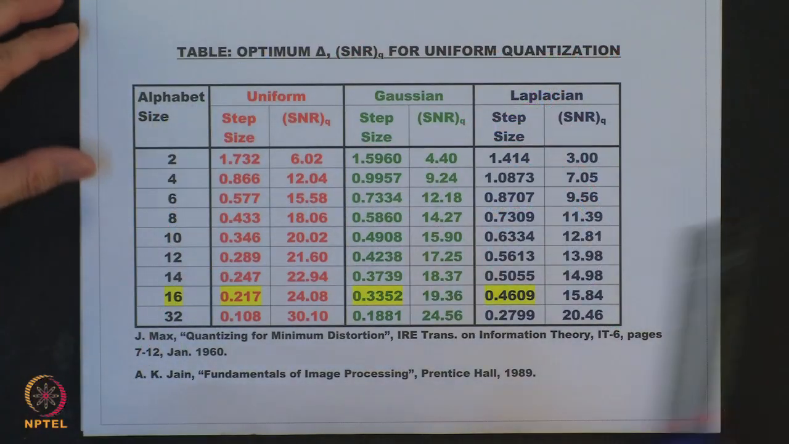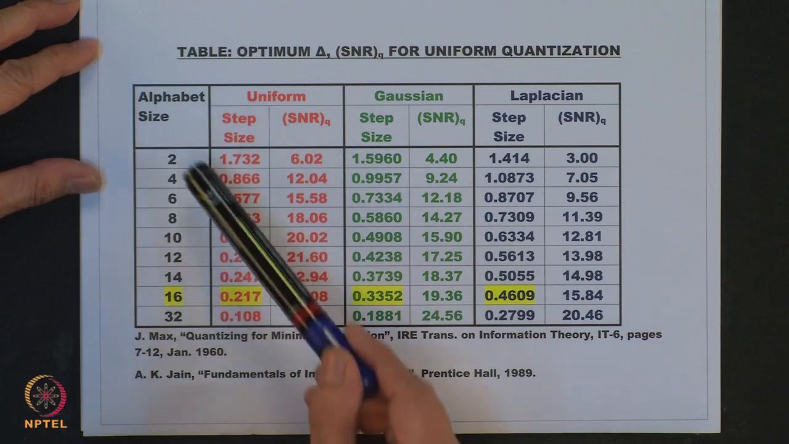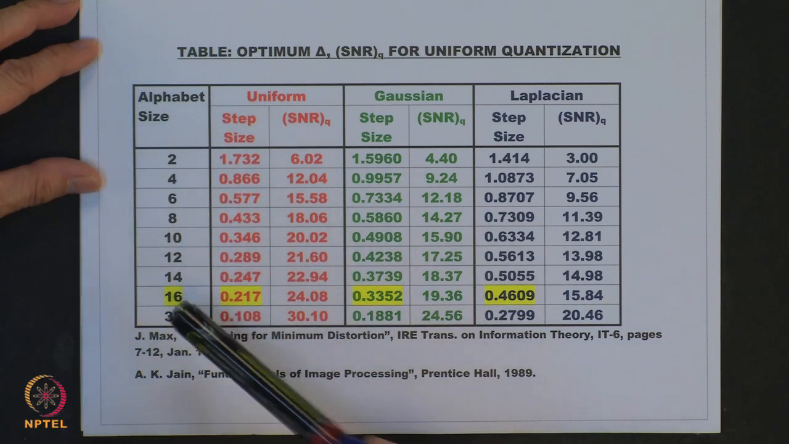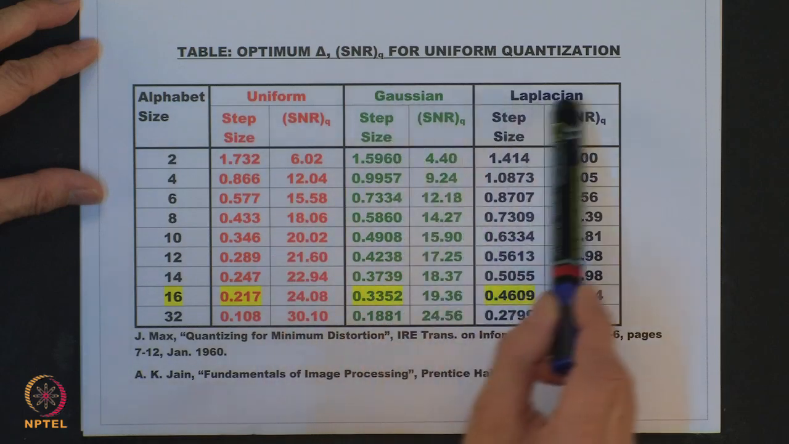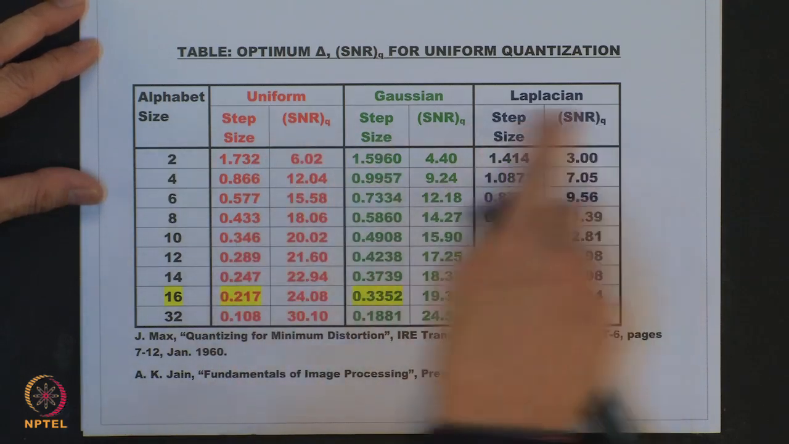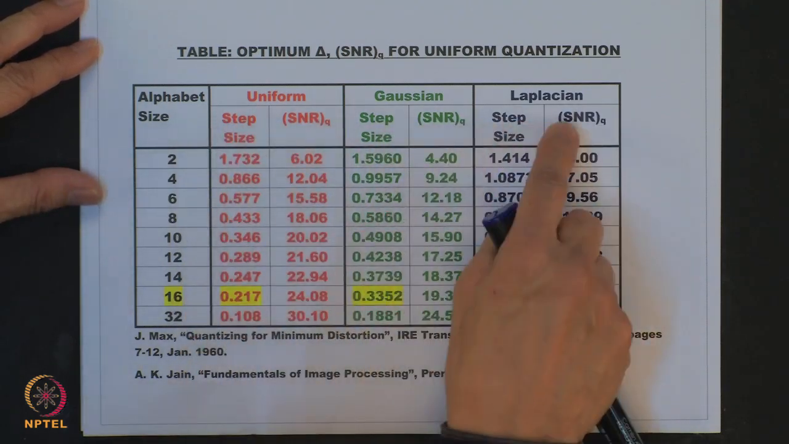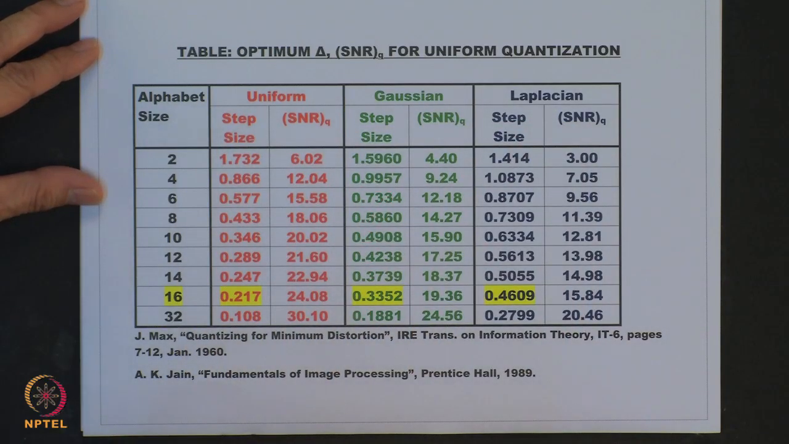Okay, fine. Now, some of the results are available in the literature for the known PDFs, so I will just show you here. If you take, for example, different levels, known as alphabet size 2, 4, 6 up to 32, and if you take the uniform PDF, a Gaussian PDF and a Laplacian PDF, and try to evaluate this delta, here it is assumed that the variance of the input is equal to 1, correct? So, that is normalized to unit variance.